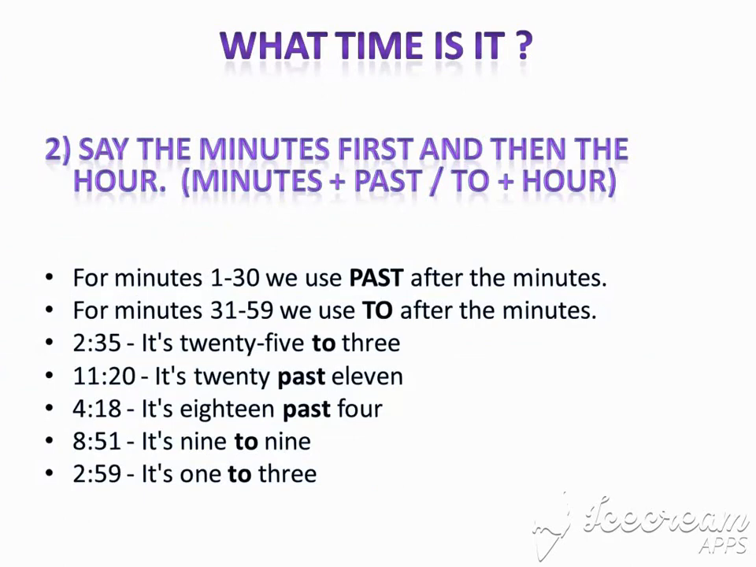The second way, when you say the minutes first and then the hour, which means minutes plus past or to plus hour. For minutes 1 to 30 we use past after the minutes. For minutes 31 to 59 we use to after the minutes. Examples: it's 25 to 3. It's 20 past 11. It's 18 past 4. It's 9 to 9. It's 1 to 3.